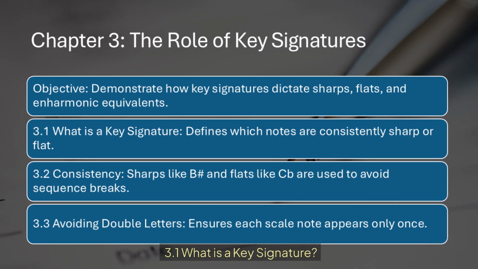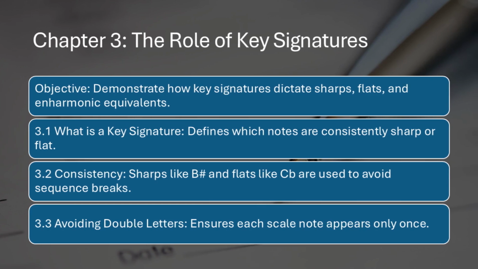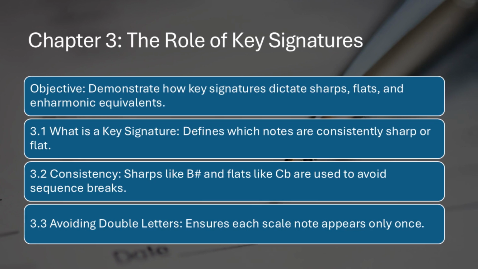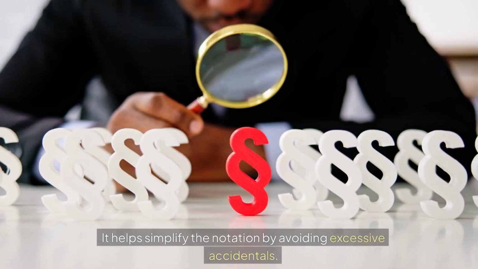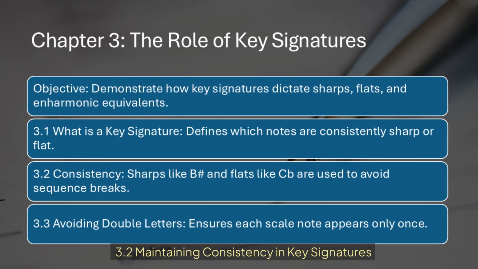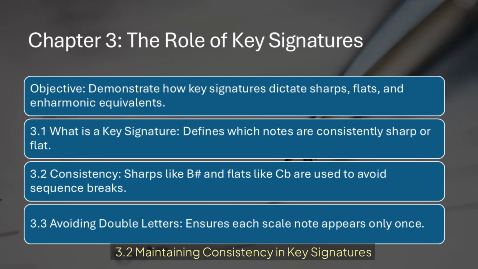3.1. What is a key signature? A key signature defines which notes in a piece of music are consistently sharp or flat. It helps simplify the notation by avoiding excessive accidentals. 3.2. Maintaining consistency in key signatures.